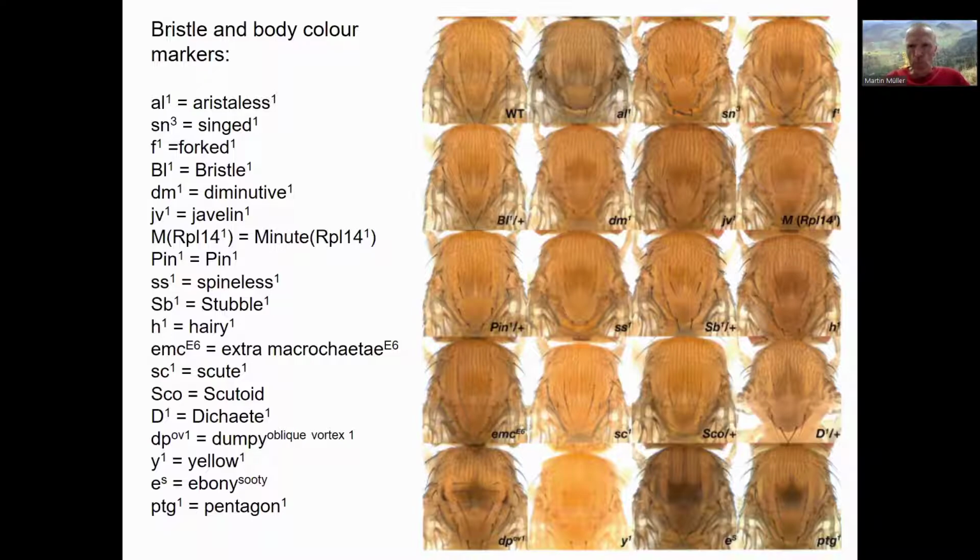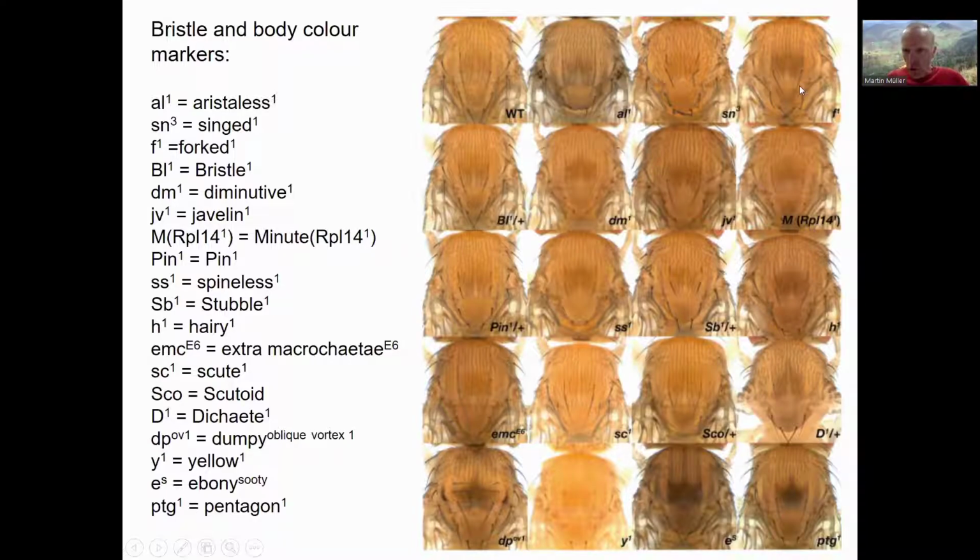Then you probably look at these bristles and think, come on, there is not so much of a difference between them. That's true. Maybe again, the most spectacular is stubble. Here you can see that the macrochaetae on the thorax are clearly different from the wild type, and that's why stubble is a marker which people have been using frequently. It's frequently present on third chromosomal balancers because it's a very good marker and easy to spot.